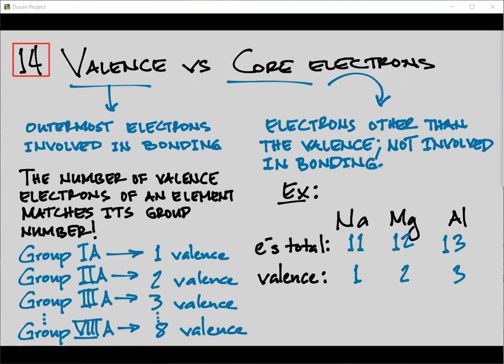To determine the number of core electrons, all you have to do is subtract the number of valence electrons from its total. And so 11 minus 1 is 10. So the number of core electrons would be the same for all three, sodium, magnesium, and aluminum.